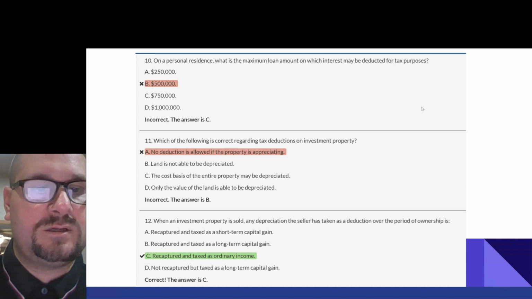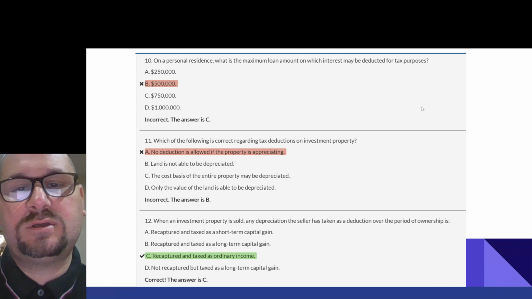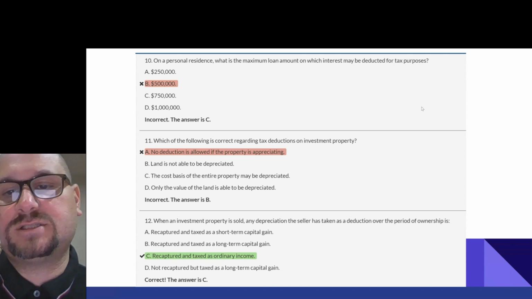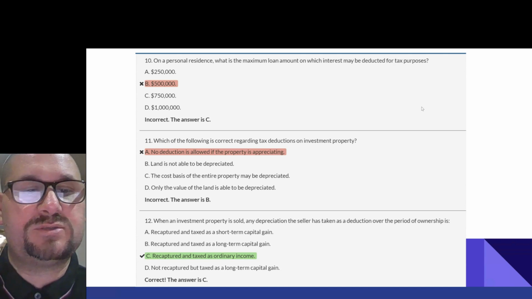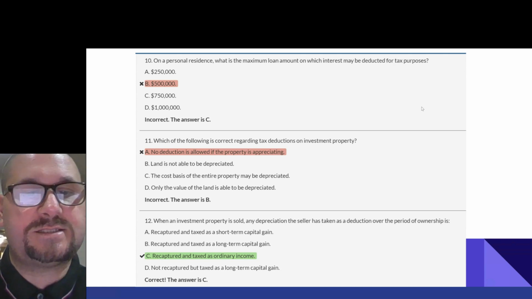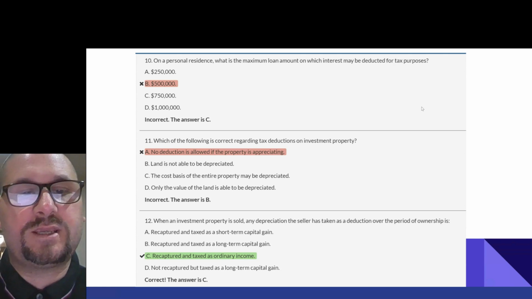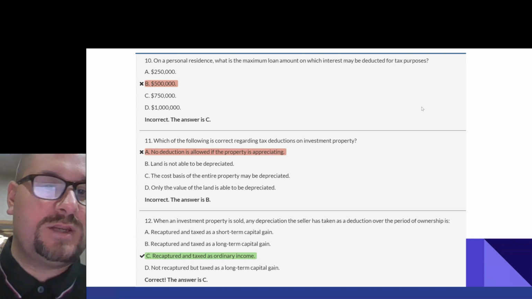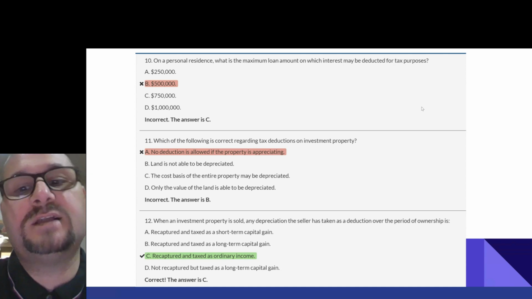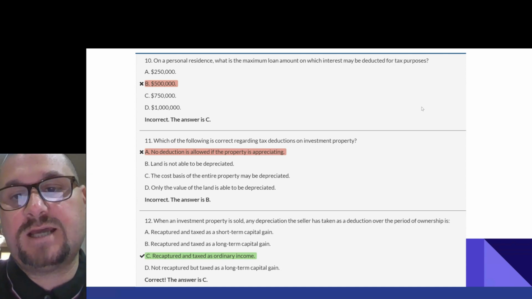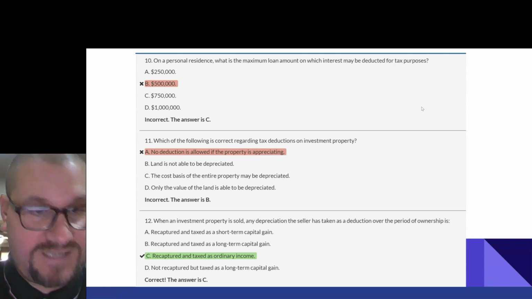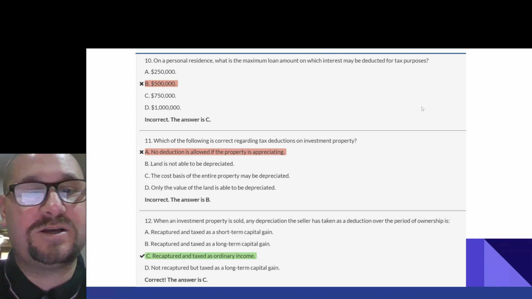When an investment property is sold, any depreciation the seller has taken as a deduction over the period of ownership is what? Charlie, recaptured and taxed as ordinary income. So when an investment property is sold, any depreciation the seller has taken as a deduction over the period of ownership is recaptured and taxed as ordinary income.